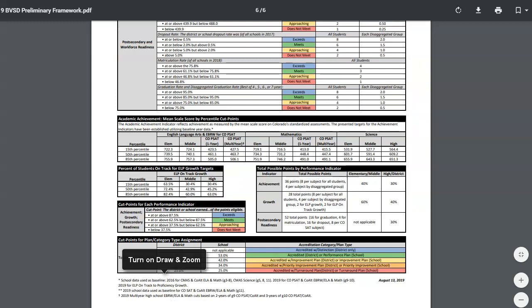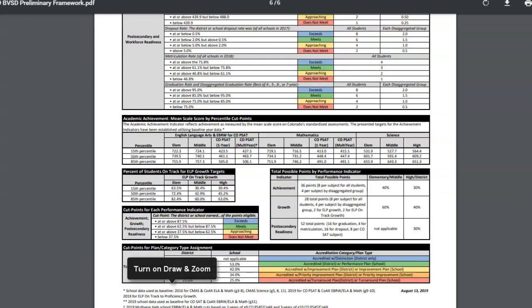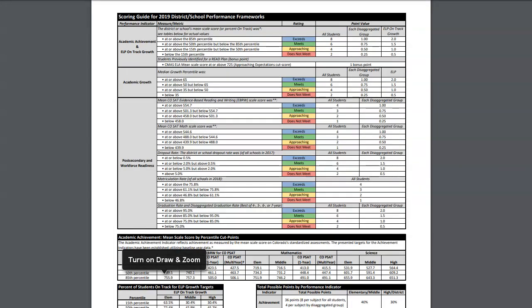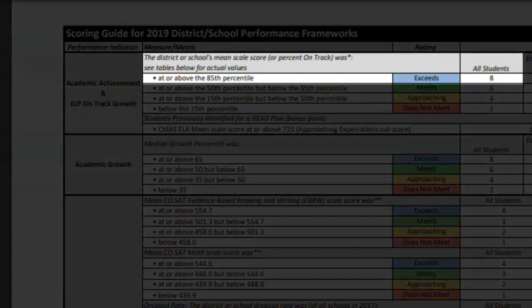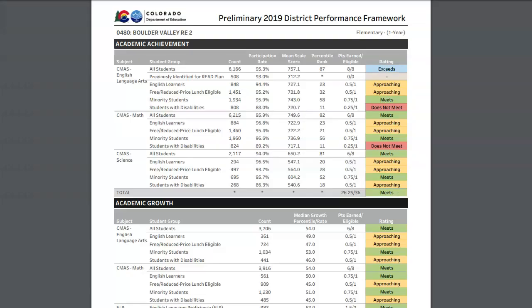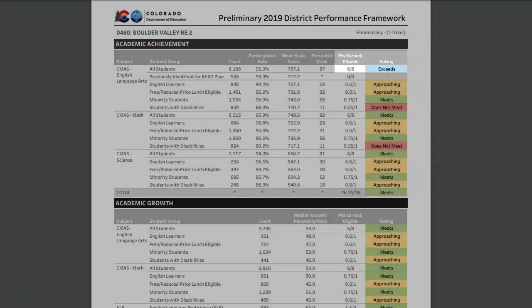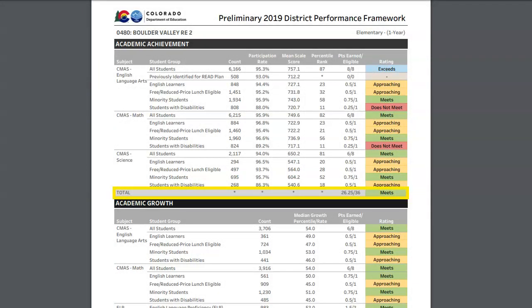Let's return to the scoring guide. Starting with the academic achievement cut points, we can see for elementary, a mean score of 757.1 puts us above the 85th percentile. A score at or above the 85th percentile for all students gives us 8 points and an exceeds rating. Returning to the elementary page, we can see where our 8 points and exceeds ratings came from in the scoring guide. This shows the total achievement performance, including points earned and points eligible, along with the final indicator rating.